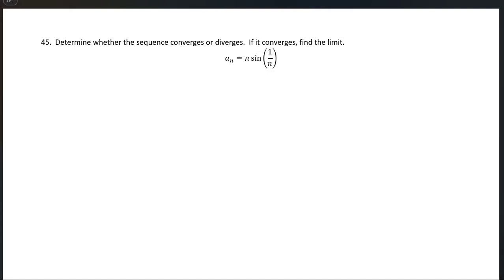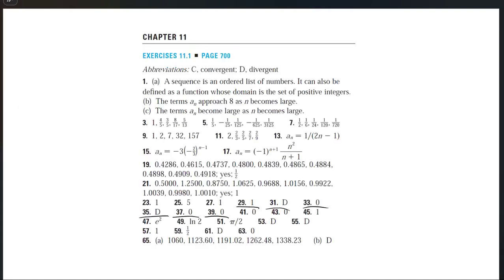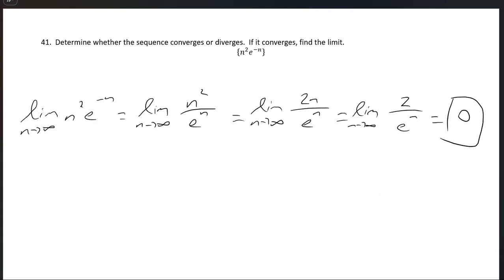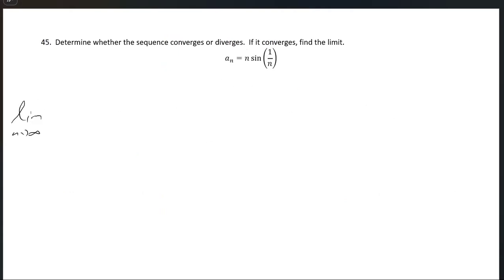What about this one? Limit n goes to infinity. We should check our work, by the way. Before that, 41 and 43 were both 0. 43 we said was 0 by the squeeze theorem. This one we said was 0 as well by L'Hopital's. Okay, this one, what about this one?